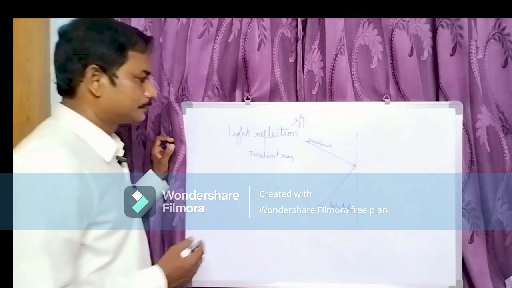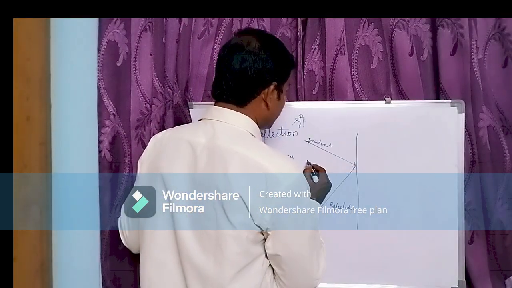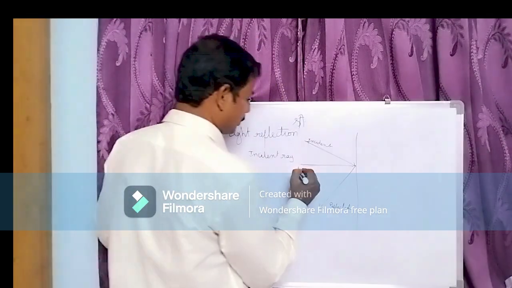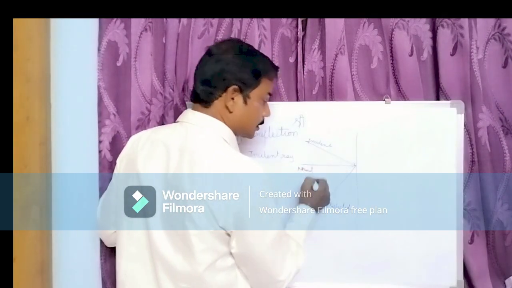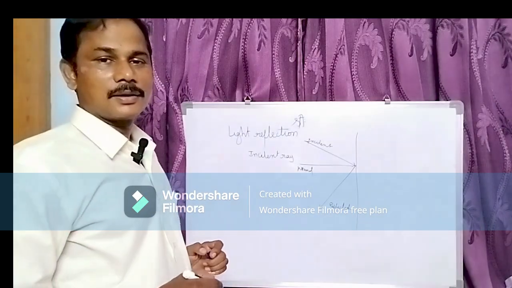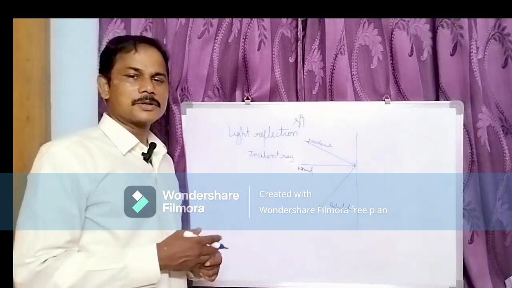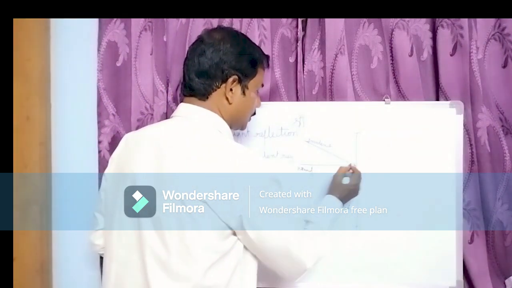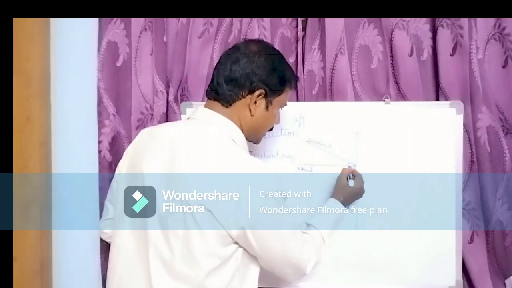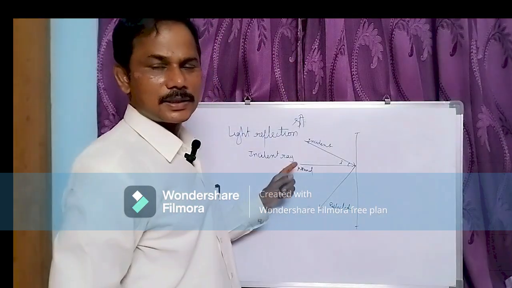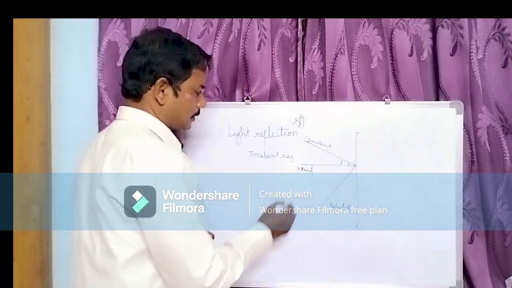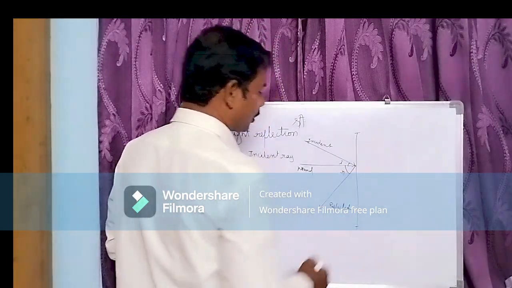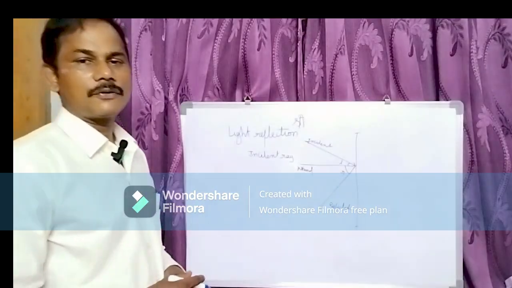We'll discuss them. If you take a normal to the surface, this is a normal. What is normal? Normal is the line which makes a 90 degrees angle with the surface. So this incident ray makes an angle I. This is the angle of incidence, and the reflected ray also makes some angle R. That is the angle of reflection.